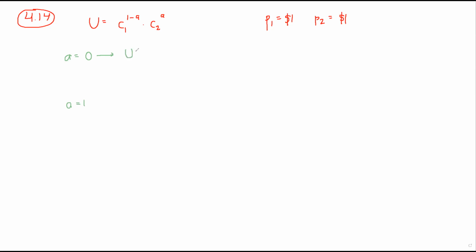If a is 0, the utility function becomes C1 to the power of 1, times C2 to the power of 0, which is just C1. And vice versa. If a is 1, then the utility function becomes C1 to the 1 minus 1, which is 0, times C2 to the 1, which becomes C2. If my utility function equals C1, this means money spent only on me makes me happier. Or only on, I guess this is not me, but the person who has the money here, Michelle.